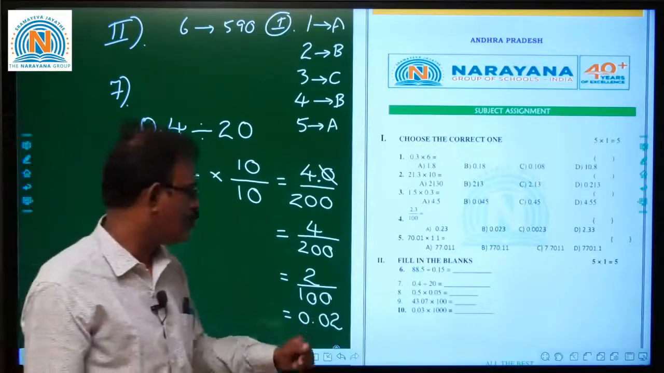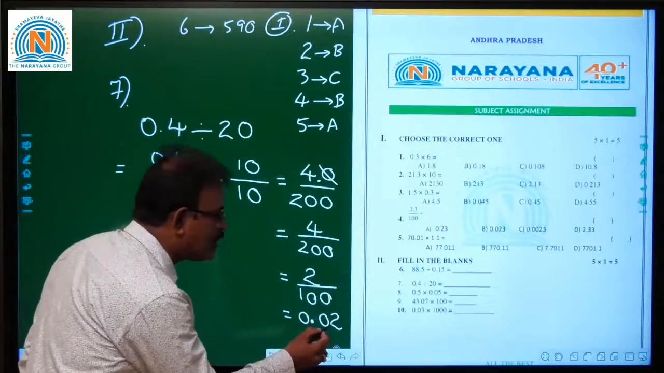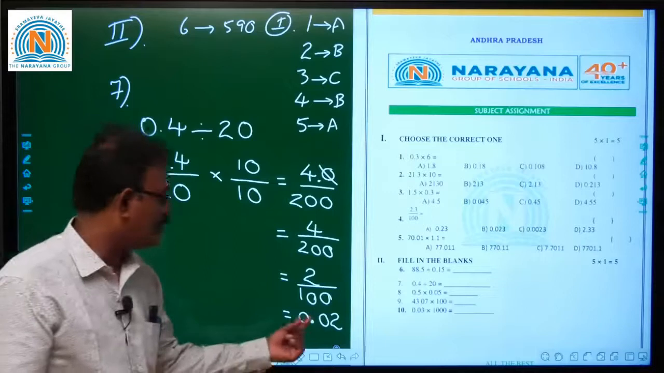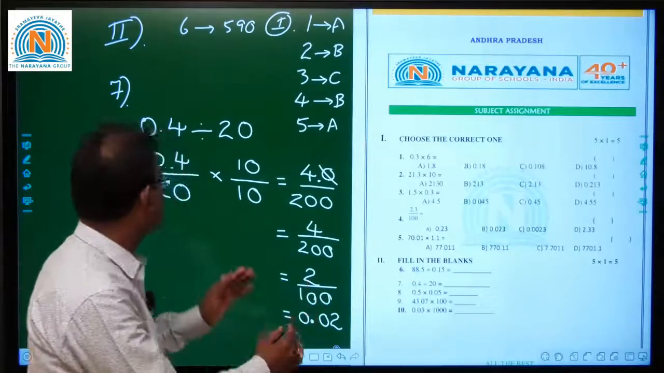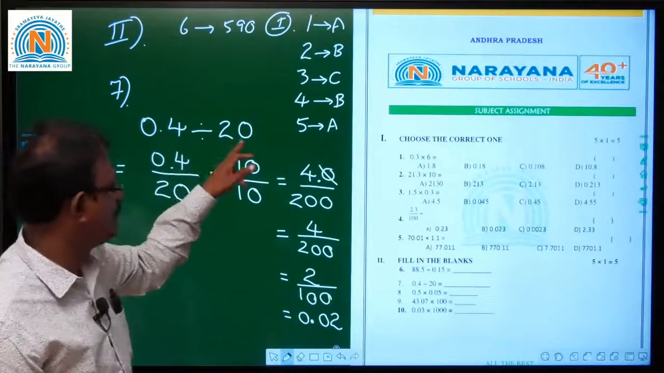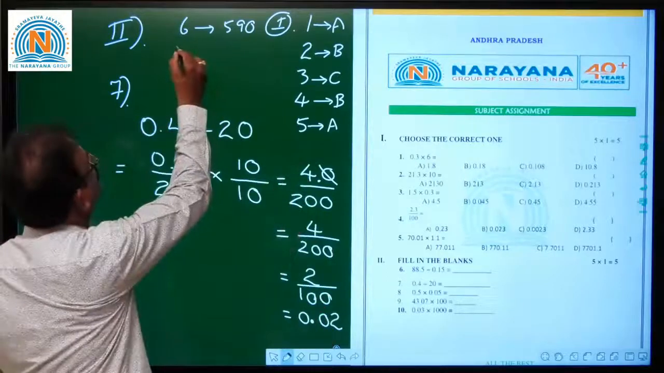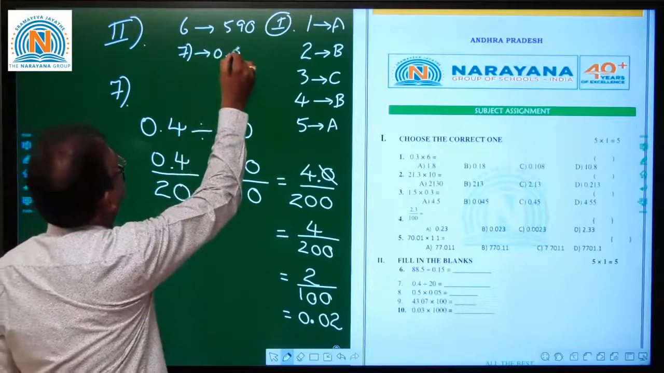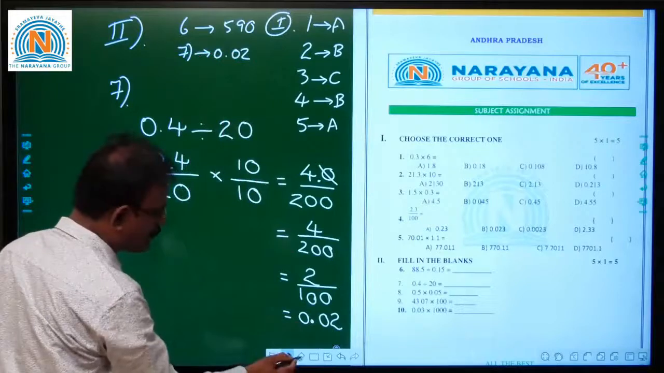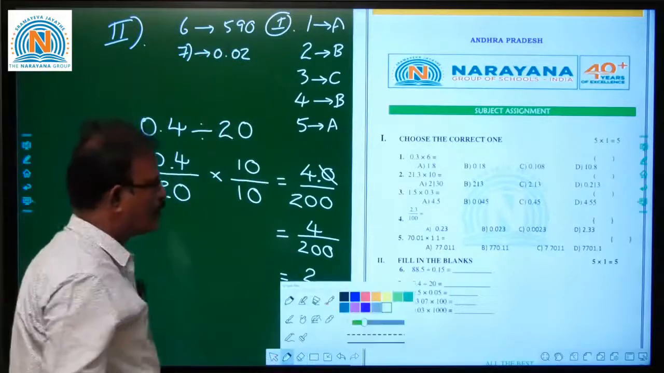It is 0.02. Children, why did I keep 2 digits after the decimal point in our result? Because we have 2 zeros in the denominator. So what is the quotient of 0.4 divided by 20? 0.02. This is the answer for question number 7. So our next question is question number 8.